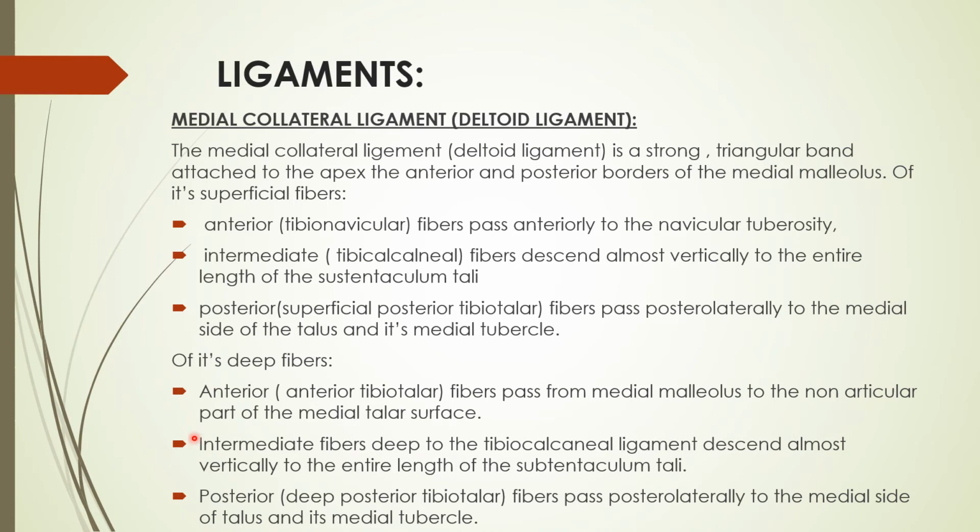Of its deep fibers, the anterior tibio-talar fibers pass from the medial malleolus to the non-articular part of the medial talar surface, or neck of the talus. The intermediate fibers pass deep to the tibiocalcaneal ligament, which is the superficial one, and descend almost vertically to the entire length of the sustentaculum tali. The deep posterior tibio-talar fibers pass posterolaterally to the medial side of the talus and its medial tubercle.